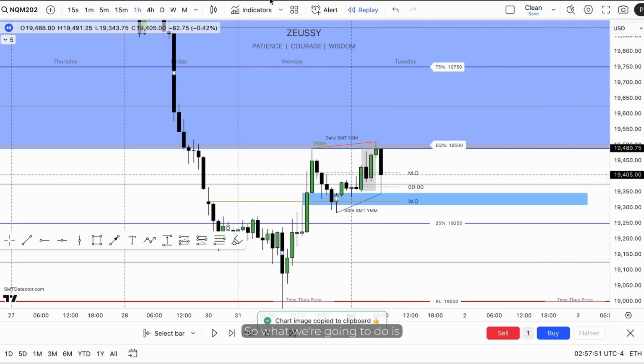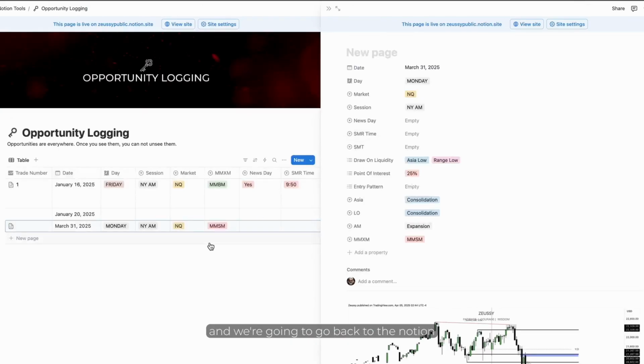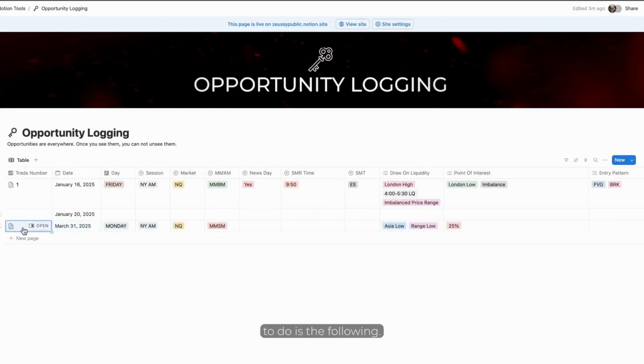So what we're going to do is copy this image and go back to the Notion. I'm simply going to put right here that this is log number 2, because you can see that we also put numbers here. The reason is that I want you to start keeping track of how many logs you're actually doing and how many chart examples you're actually getting.